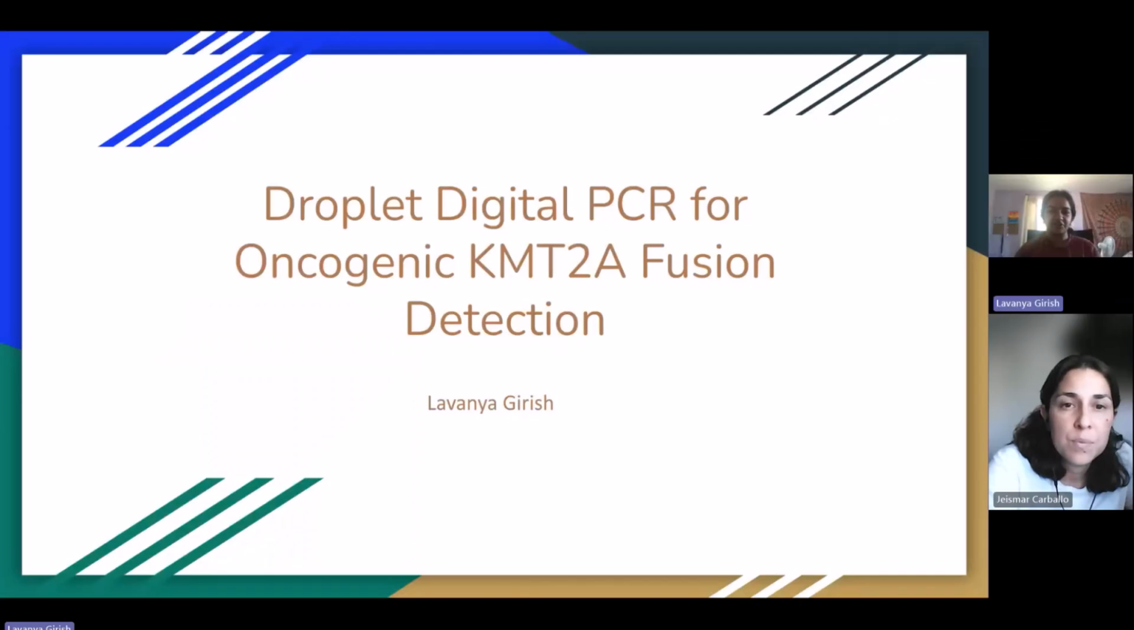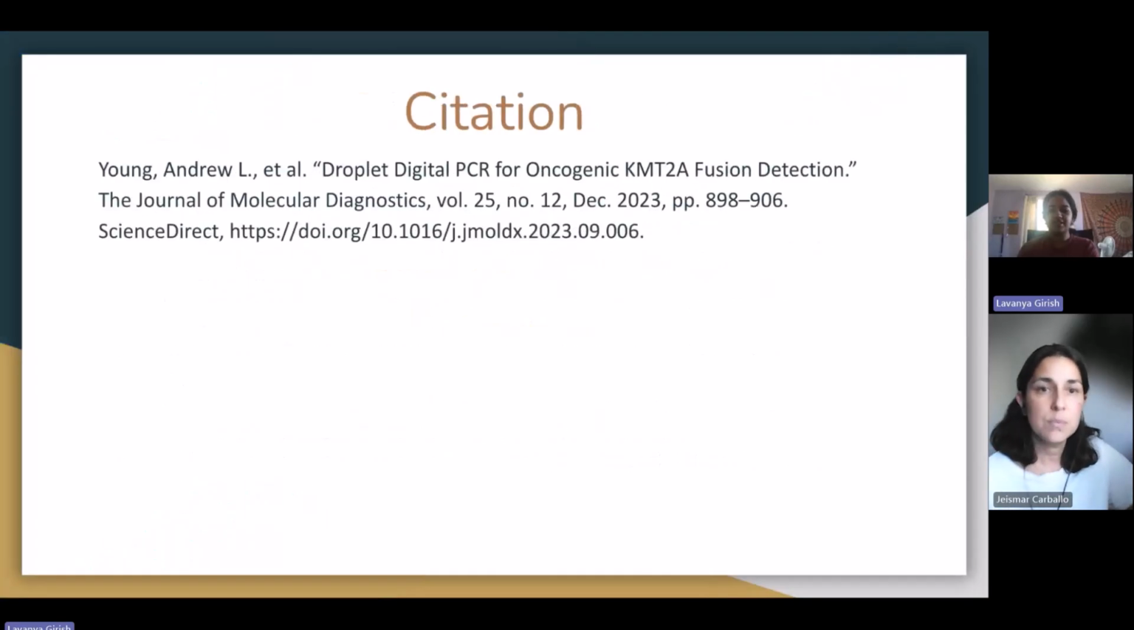Droplet digital PCR for oncogenic KMT2A fusion detection in AML. This is the citation. It was published at the end of 2023.